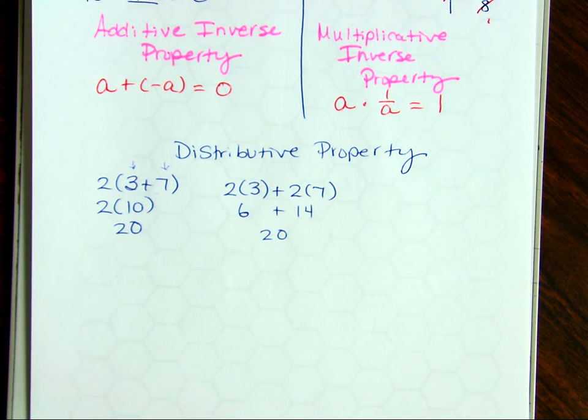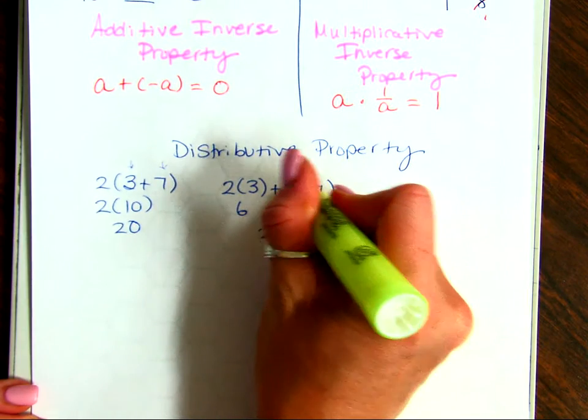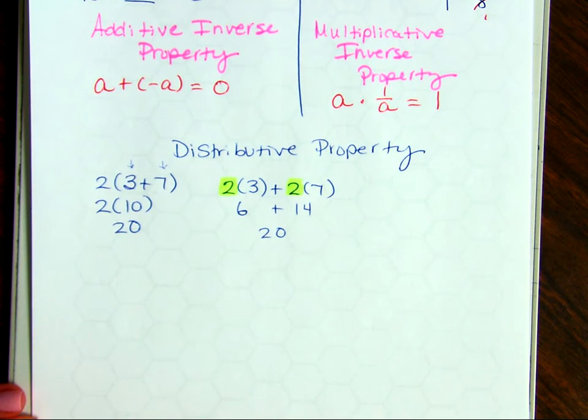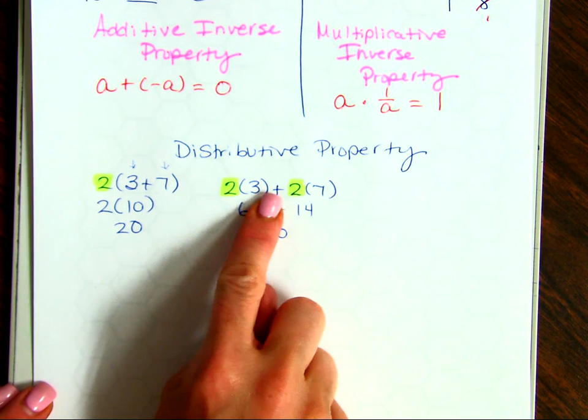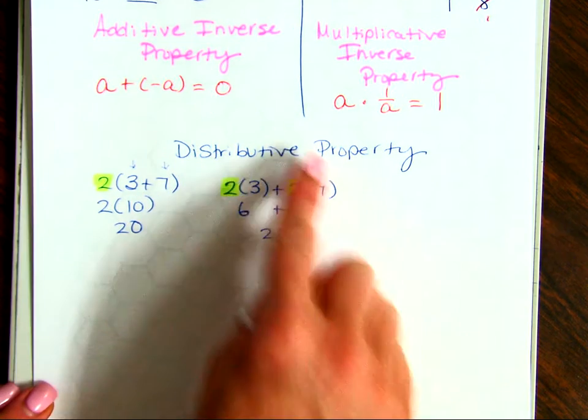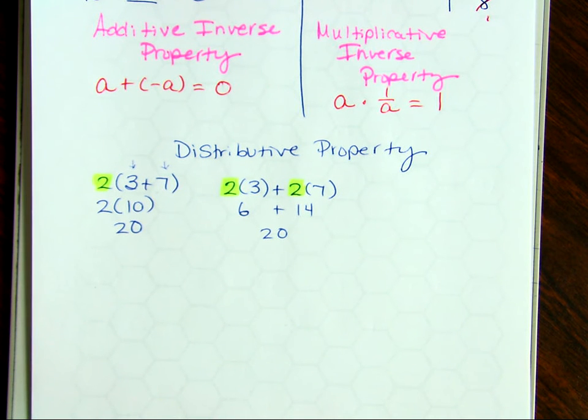And I want to point something out here. I want to point out that this 2 is kind of like your common factor, and there it is right there, okay? So you have your common factor of 2, that was multiplied by both the 3 plus the 7. So this is an example of what the distributive property looks like, okay?